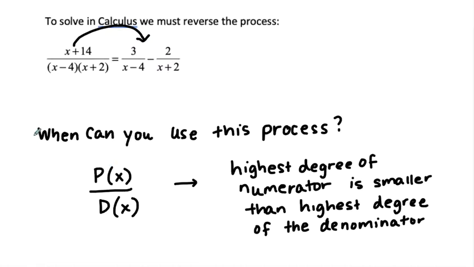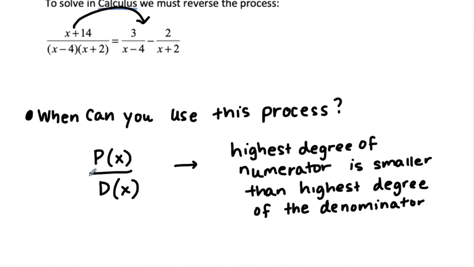So we have to know when we can use this process. This process can only be used in certain cases. So if I have a polynomial divided by a polynomial, so I have a rational expression where the highest degree of the numerator is smaller than the highest degree of the denominator, then I can use this process of partial fraction decomposition that I'm going to go through now.